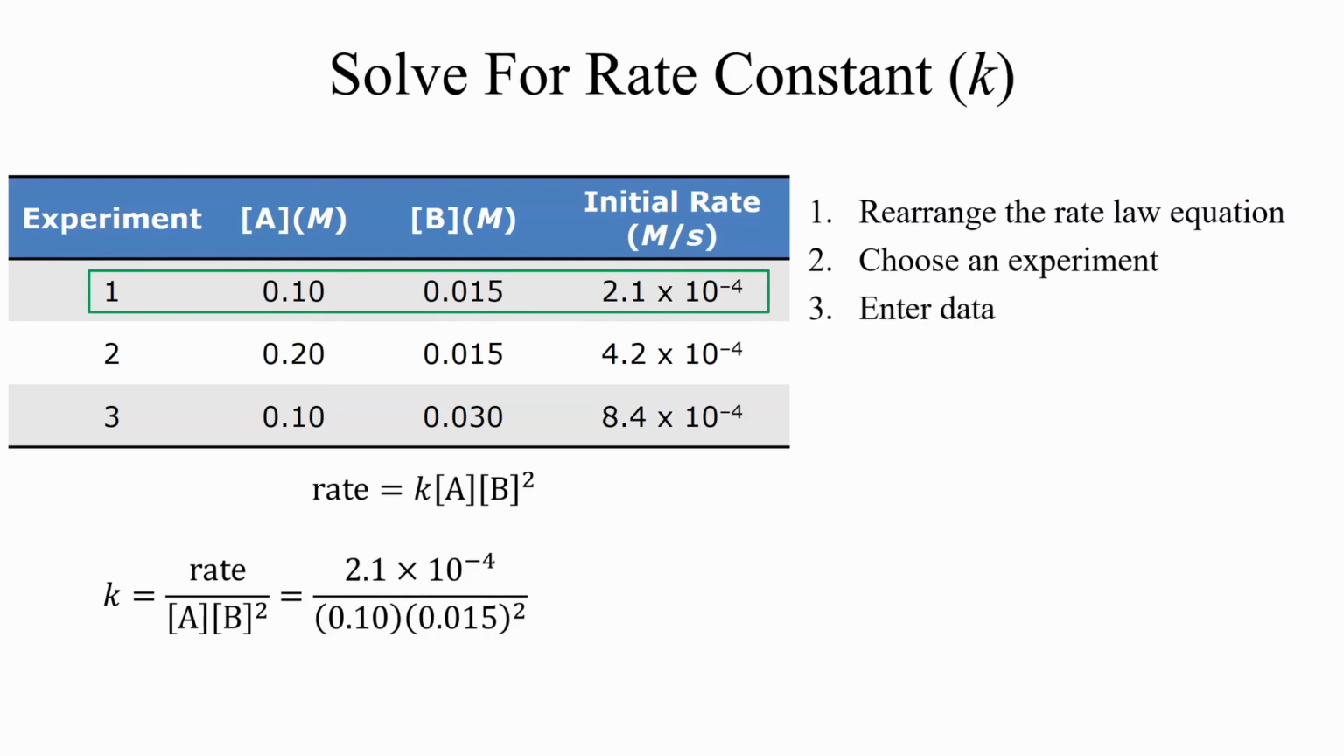We're going to plug in that information. Don't forget to square the concentration of B, because that is based on our rate law. And we're just going to solve for k.